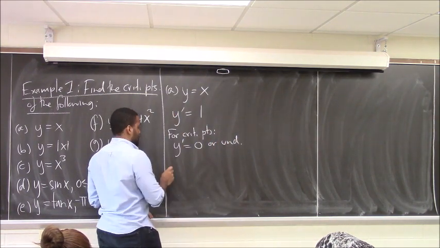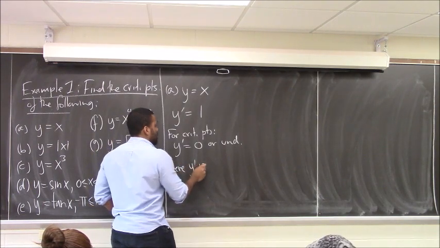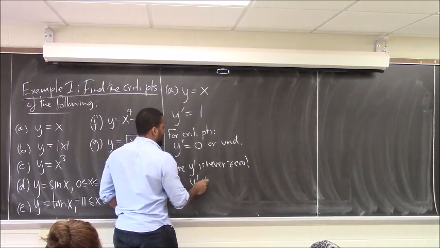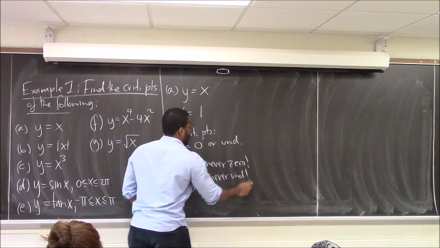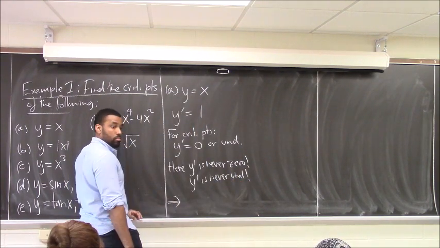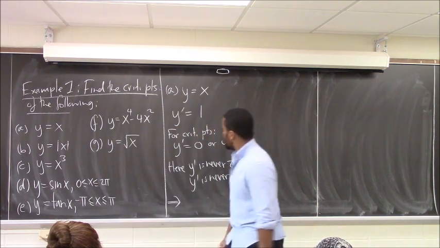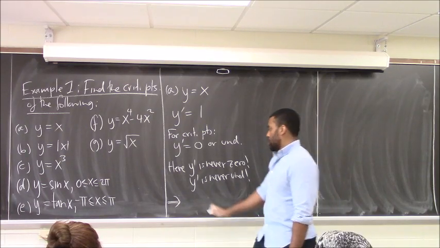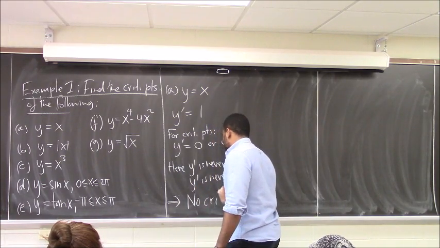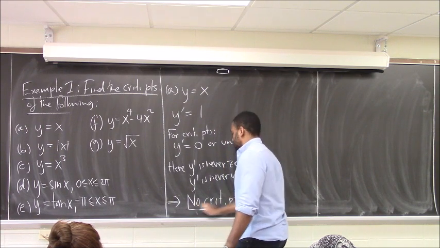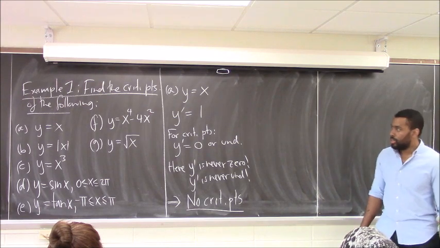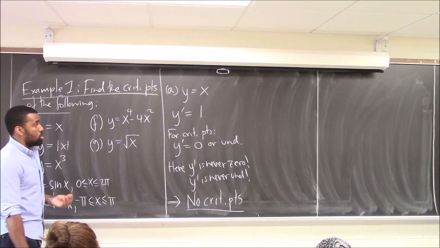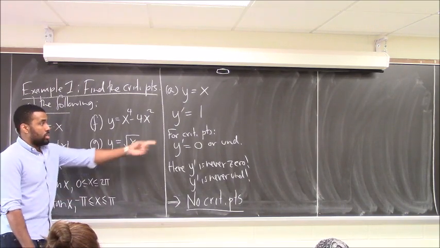Now, you would notice here, y prime is never 0. You will also notice y prime is never undefined. Conclusion? What can you conclude about this function? It has no critical points, right? Just because critical points is a thing doesn't mean everyone has them. There are no critical points for this example. A critical point is when the derivative is 0 or undefined. That does not happen. Neither of these cases happens with this function.